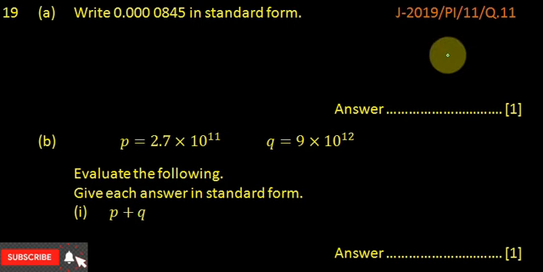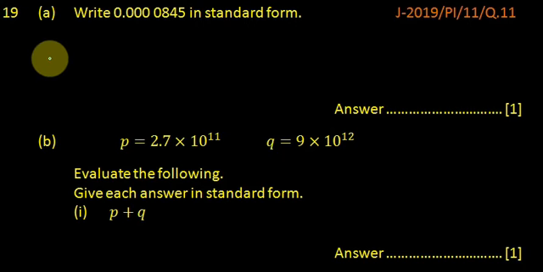Question 11, paper 1, June 2019. The question says, write 0.0000845 in standard form. So, the question is to take 0.0000845 and write it in standard form.